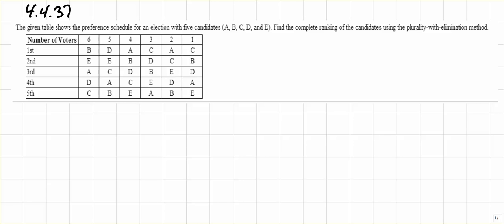Alright, the first thing that we need to do is look at this table and determine which candidates received how many first place votes. That's where we're going to go with this.